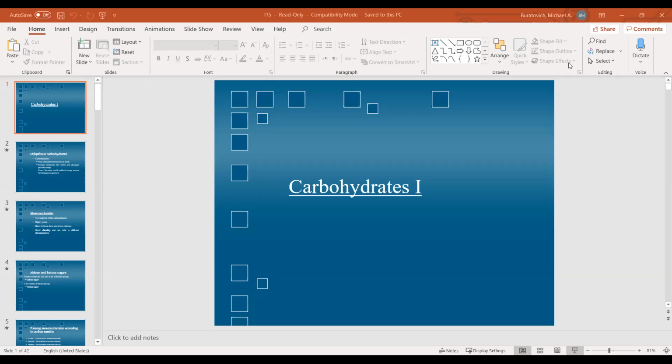They have between 3 and 7 carbons. You have less or more, you're not a carbohydrate. You might be a carbohydrate derivative, but you're not a simple carbohydrate.